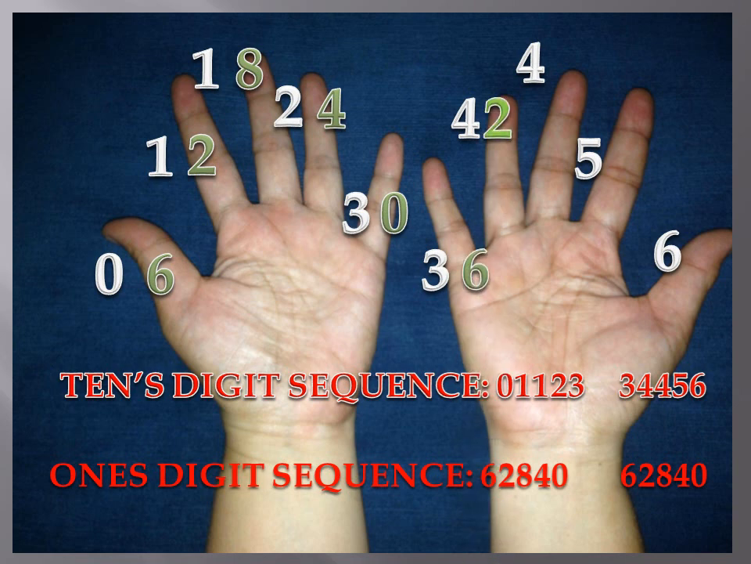And then we have 6 and 2 for the sixth finger and the seventh finger. And then 8 and 4 for the eighth finger and ninth finger for ones digit. And then finally, for the 10th finger, we have the number 0 as its ones digit.